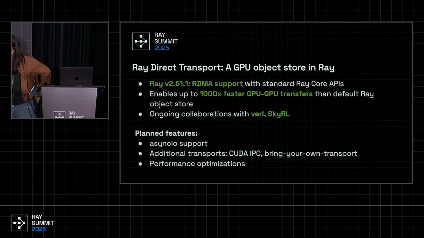I have a question about whether you have plans to extend RDT to also cover CPU objects. In CPU memory, if the object is too large, then serialization and deserialization will be a pain. If we can directly move the data and skip the serialization process, that would be great.